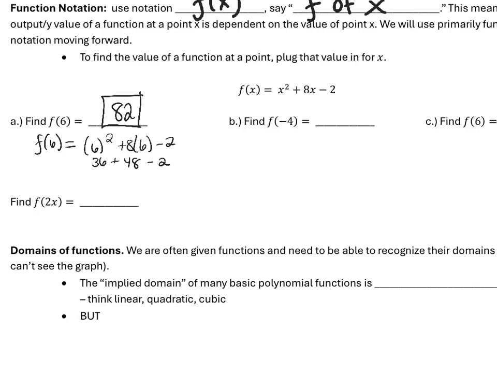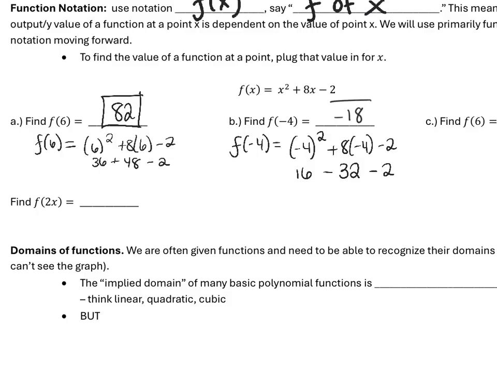F of negative 4. Be super careful, especially when we're plugging in negatives. So f of negative 4, we're going to keep this negative 4 in its parentheses when we put it into our x, plus 8 times negative 4 minus 2. So negative 4, the quantity squared, becomes negative 4 times negative 4, which is positive 16. 8 times negative 4 is negative 32, minus 2. So we get negative 16 minus 2. F of negative 4 is negative 18.